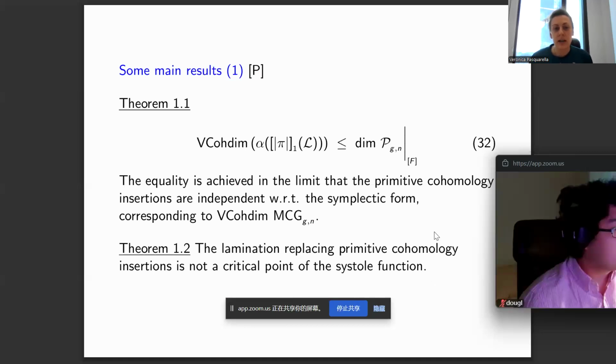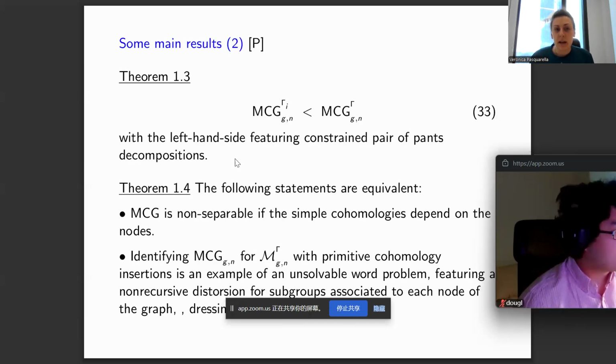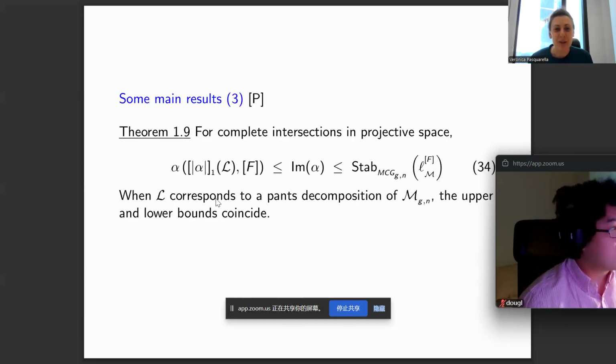So essentially, the main results that I have, that you can find the proofs in my paper, are that the virtual cohomological dimension of the image of the fundamental group on the lamination that defines the primitive cohomology insertions has an upper bound provided by the dimension of PGL_n, where this comes from the reduction of the Teichmüller space on the Thurston spine, restricting the calculation to the class of the point where I'm calculating the invariant. These are extra theorems that I probably don't have the time to state because I'm already out of time.